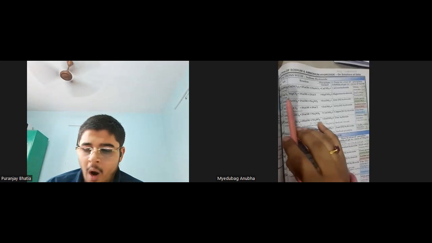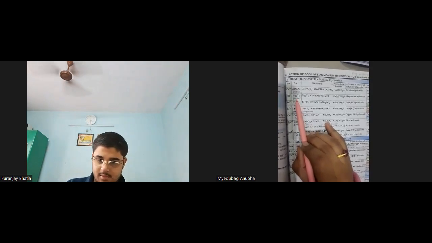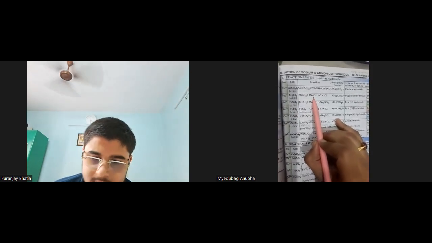Coming towards our second reaction, that is with the magnesium. The salt we have taken is magnesium chloride, that is in the form of white powder, you can say. When it reacts with sodium hydroxide, the Mg, being a metal, gains a positive charge, right? The chlorine is a non-metal with a negative charge. Then we have sodium, which gains a positive charge, and OH, which has the negative charge.